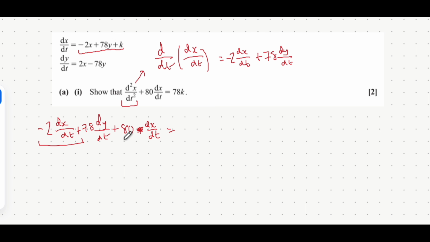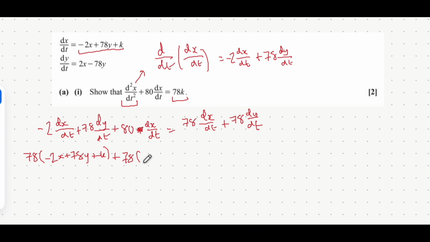There's two terms with dx by dt, so we can collect like terms and combine them together to get 78 lots of dx by dt, and then plus 78 lots of dy by dt. Now, when it comes to showing that all of this is equal to 78k, what you want to do is replace dx by dt with this whole expression here. So we have 78 lots of everything that dx by dt is equal to, minus 2x plus 78y plus k, and then you add on to that 78 lots of dy by dt. So let's do that. 78 lots of 2x minus 78y. And when you expand out the brackets and collect like terms, you should get that it ends up at 78k.